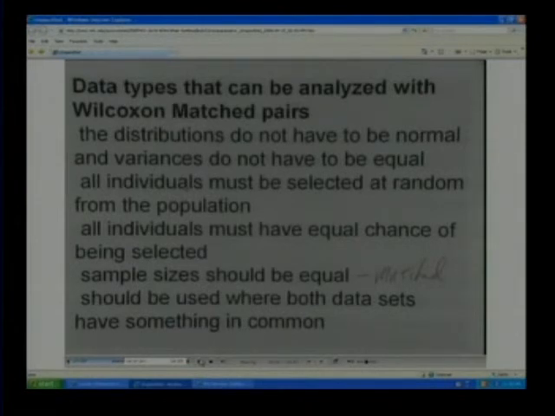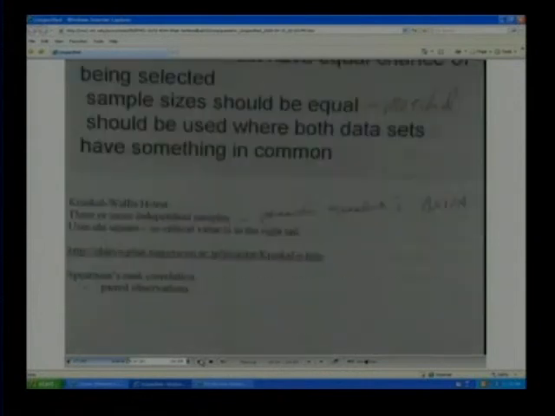Okay, the next test we want to talk about is the Kruskal-Wallis H test. It's for three or more independent samples, and so hopefully you picked right up on that and said, aha, the parametric equivalent of that is going to be the analysis of variance. It uses the chi-square for its statistic, so the critical value is going to be in the right tail. Let's just do a quick look at what you would see on it.